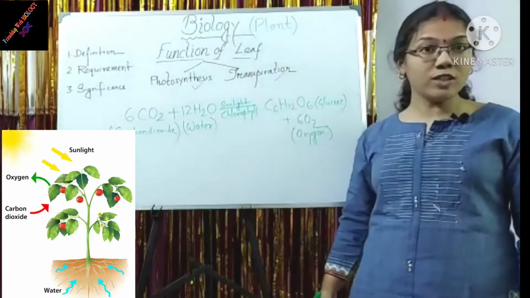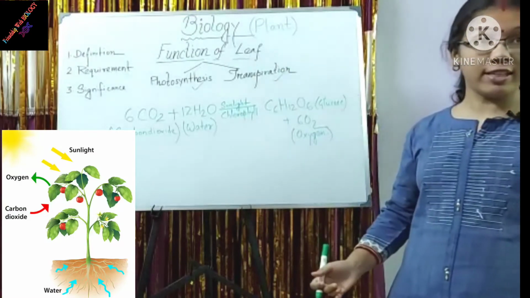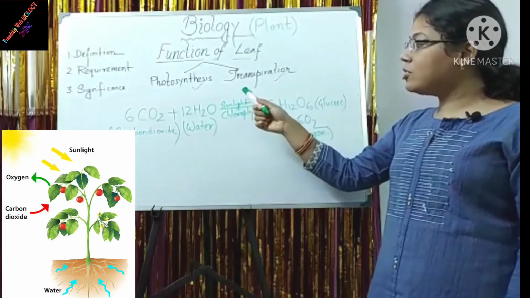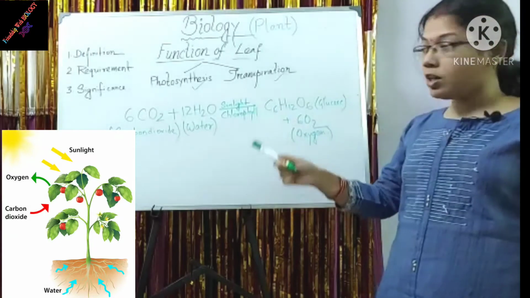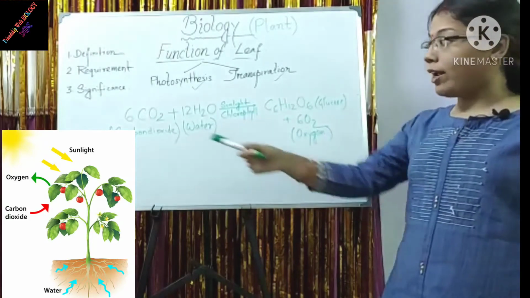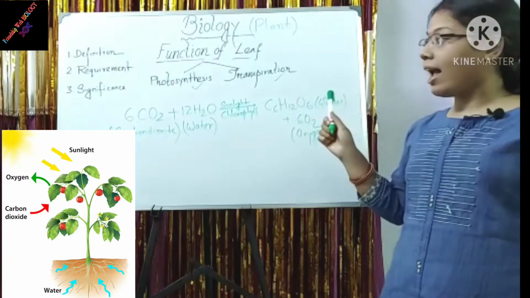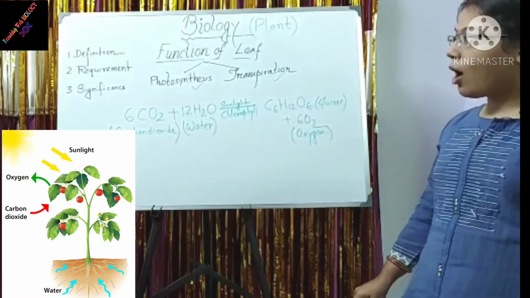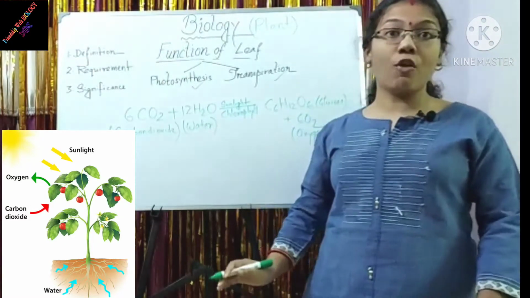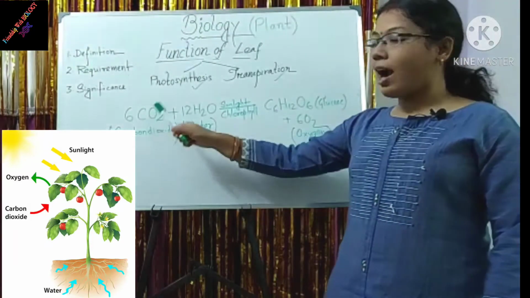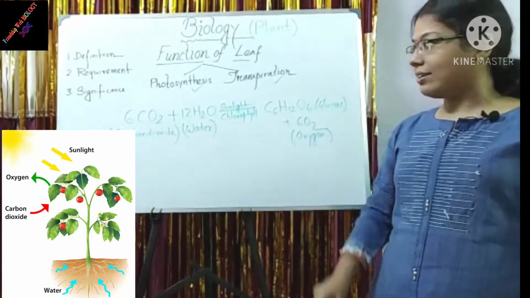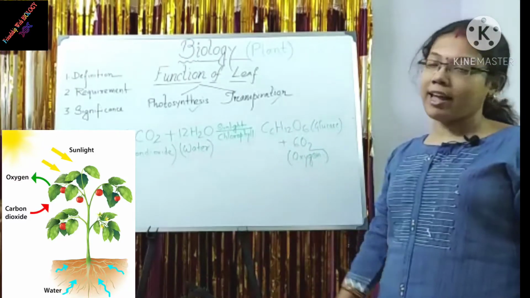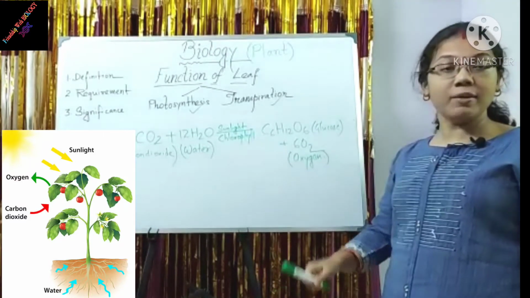Friends, what is photosynthesis? Photosynthesis is a process in which carbon dioxide combines with water in the presence of sunlight and chlorophyll to produce glucose and oxygen. So this is the reaction of photosynthesis and here the end products are glucose and oxygen. Now friends, what are the requirements for photosynthesis? First one, carbon dioxide comes from air, water comes from soil, sunlight is a source of energy and chlorophyll is present on leaves.